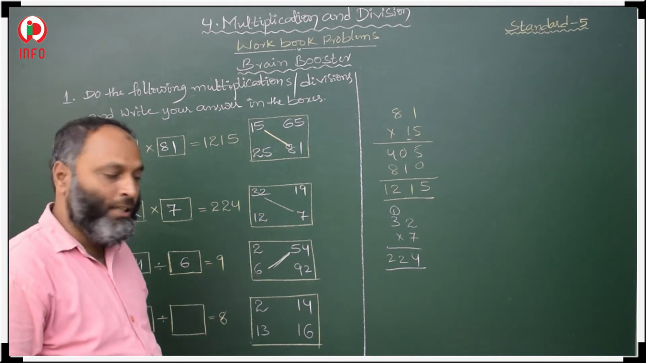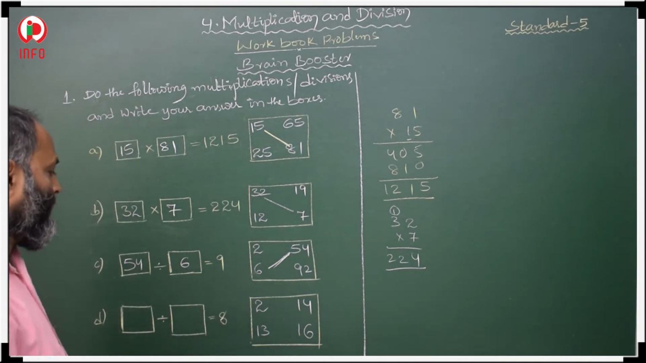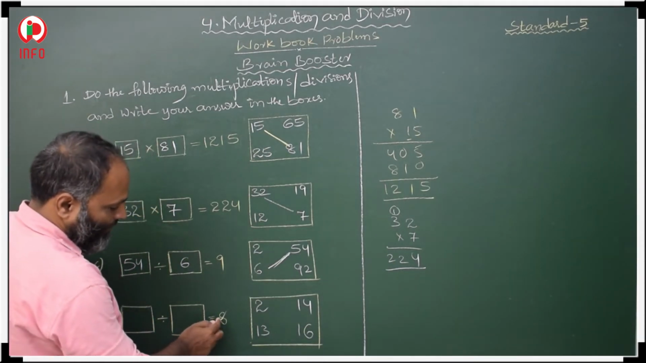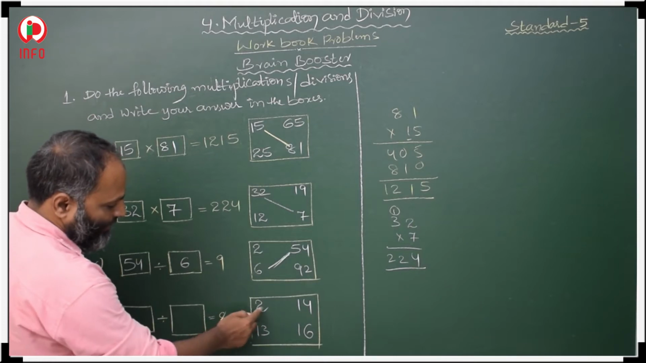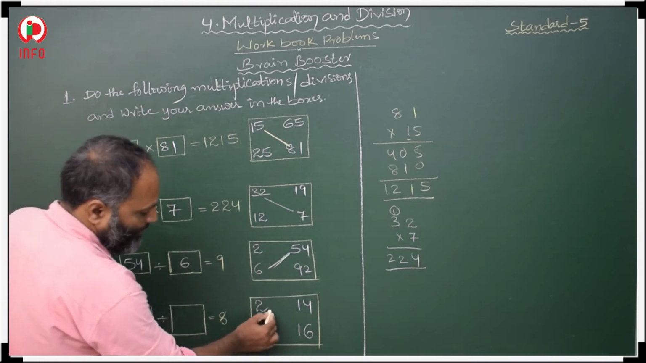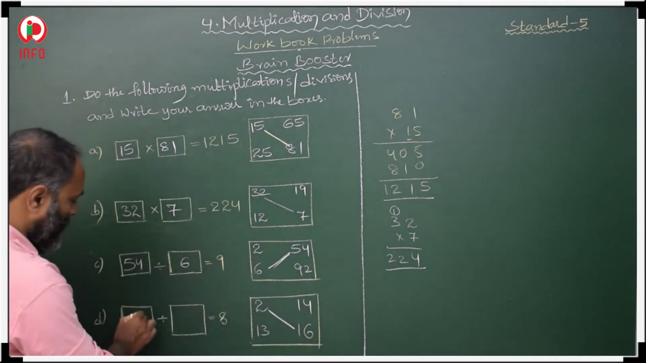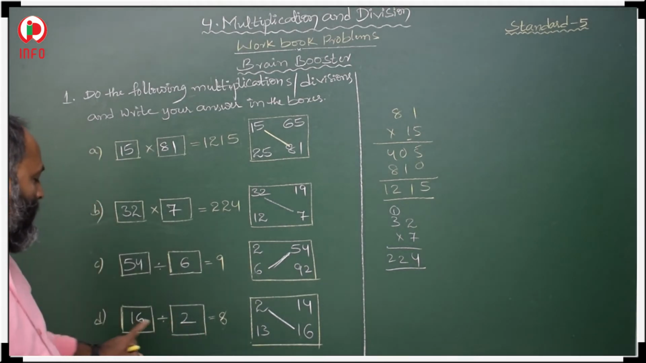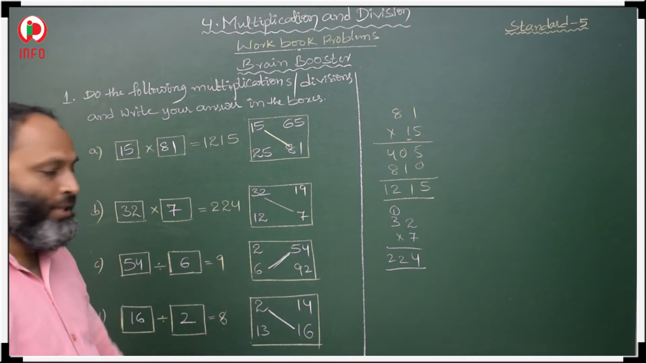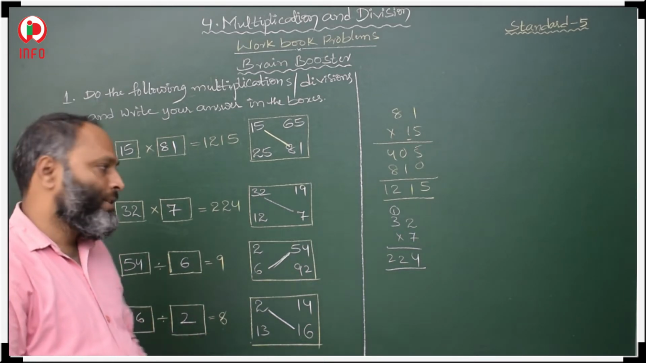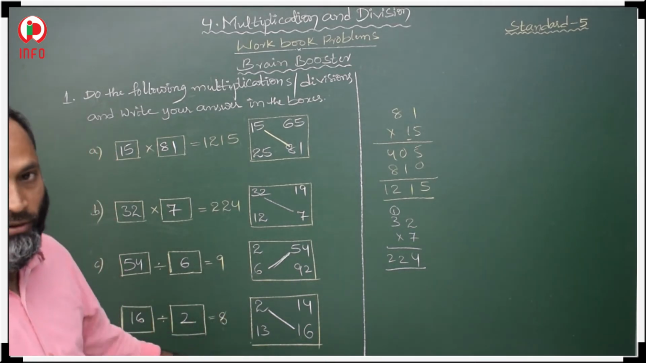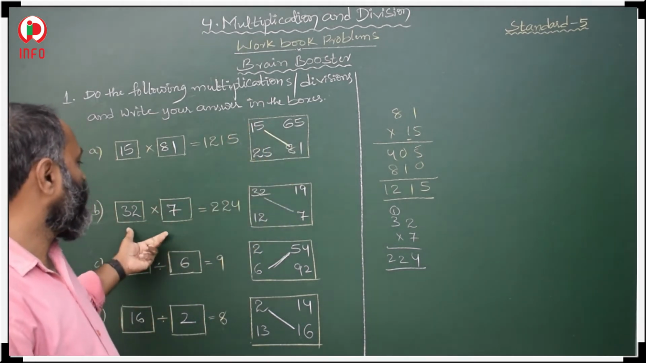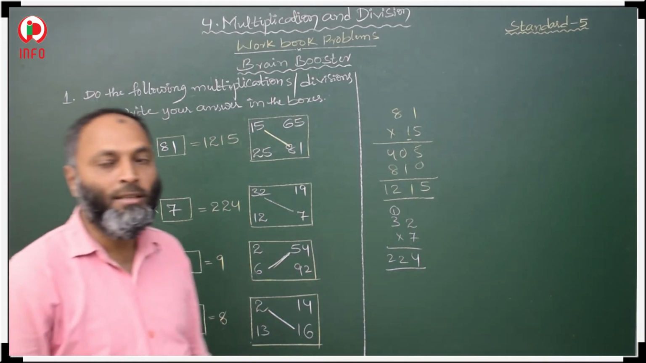Our quotient is 9. In the same way, 8. If you multiply 8 with these two, 8 2s are 16. Here 16 is there, so we have to take these two. If 16 is divided by 2, the answer is 8. So in this way we have to think and find the two numbers from the given clues, and those two numbers we have to keep in the boxes. Okay.